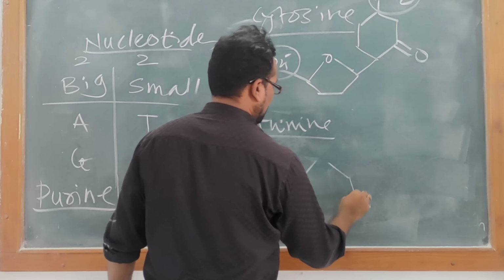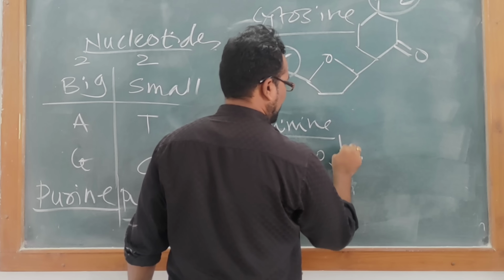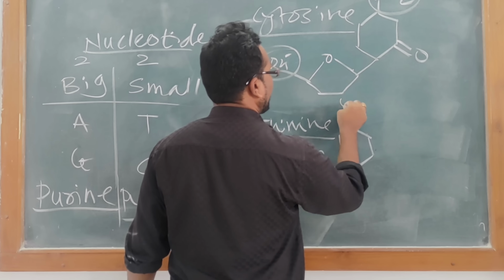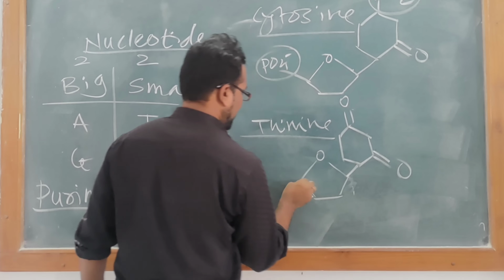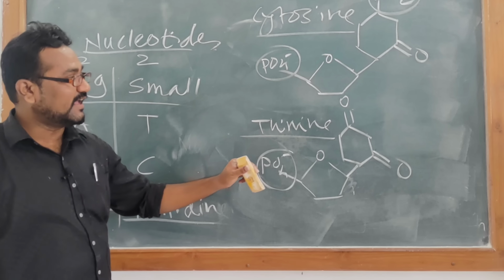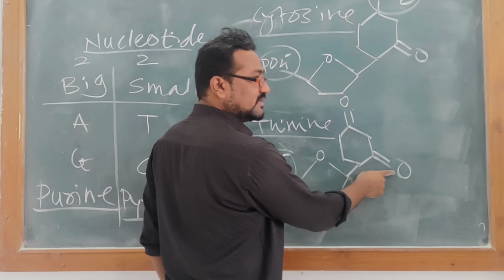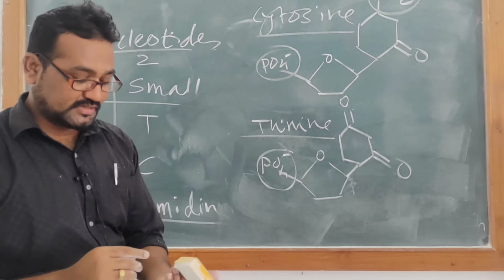Okay, so these are the pyrimidines, cytosine and thymine, where you will notice the difference. Two oxygen groups are present in thymine, whereas an amino group and an oxygen group are present in cytosine.